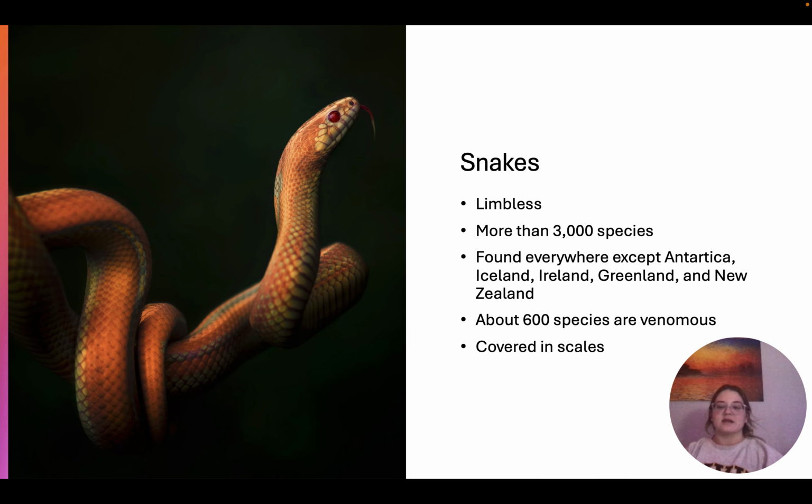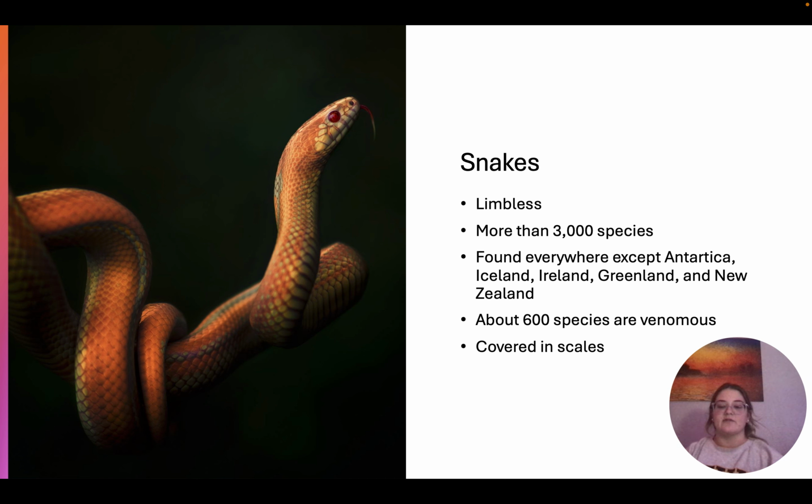Now, let's talk about snakes. These remarkable creatures share several similarities with lizards, yet they are unique in their own right. They are limbless, and there are more than 3,000 species. They are found everywhere except for Antarctica, Iceland, Ireland, Greenland, and New Zealand, and there are about 600 species that are venomous, and they are covered in scales.